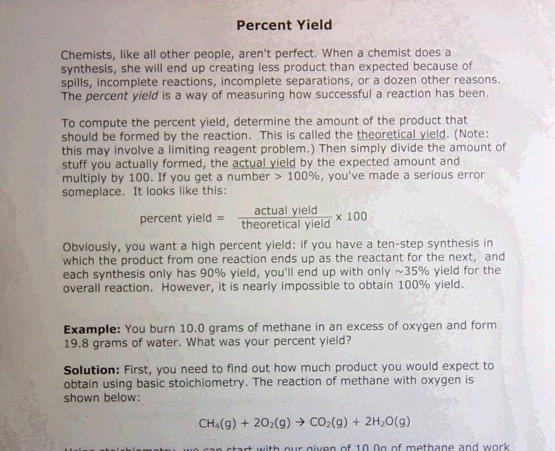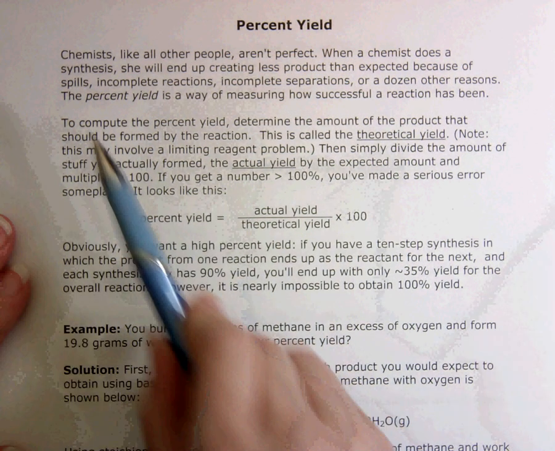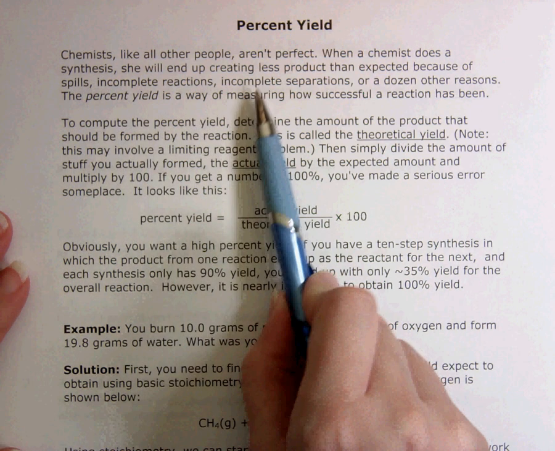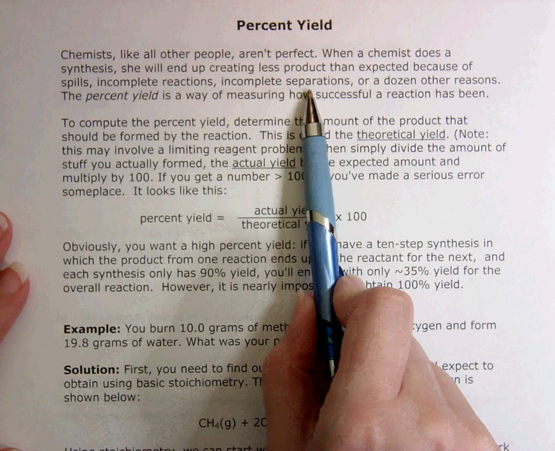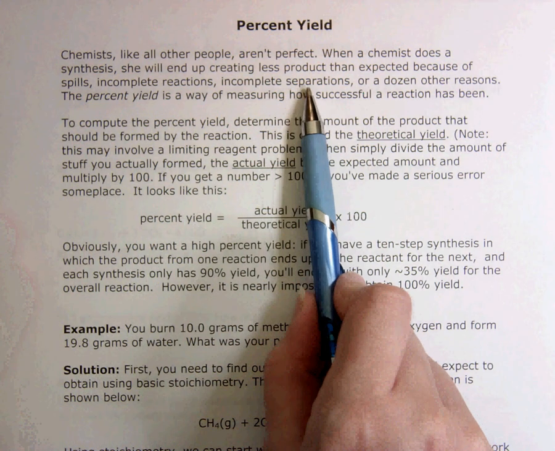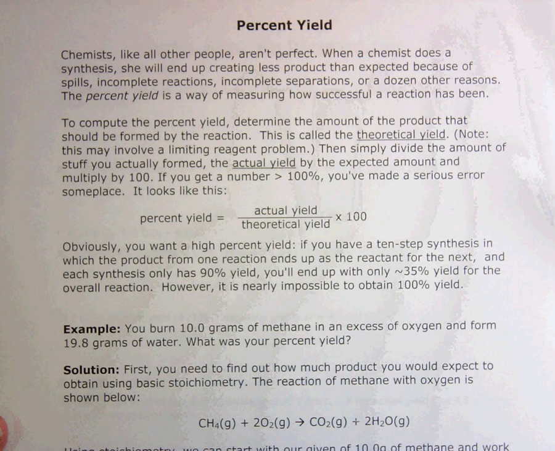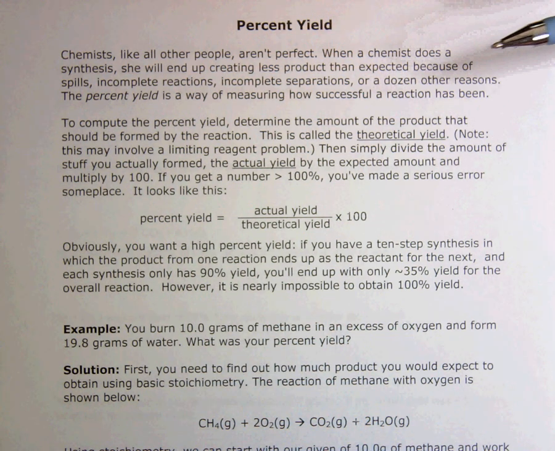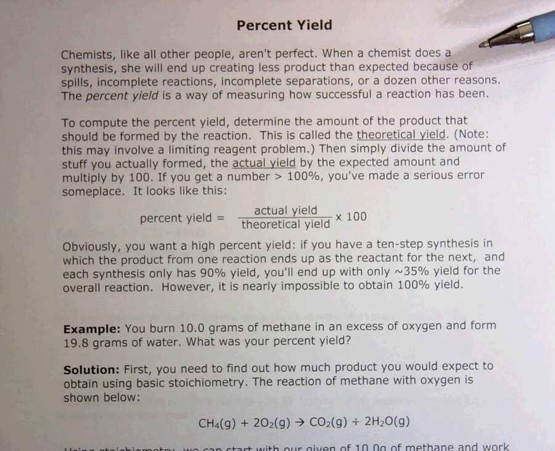All right, there are a lot of things that could be going on. We could have a spill, an incomplete reaction, an incomplete separation, which means it doesn't separate as much as we think it should. It's not going to separate all the way out. Or a lot of other things. There are many things in the lab that keep your theoretical yield from being your actual yield.